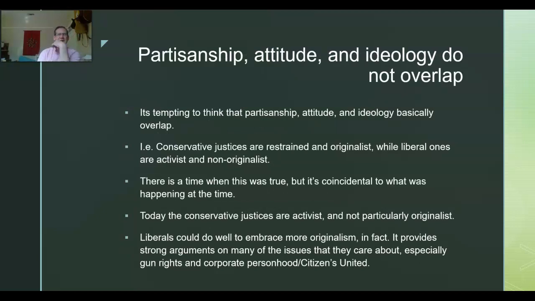Now look, there's this easy assumption that people have that partisanship, attitude, and ideology all overlap, but they don't at all, okay? It's easy to think, oh, well, conservative justices are restrained and originalist, while liberal ones are activist and non-originalist. As I said before, there's a lot of room for liberals to be very originalist these days, and they should really think about that.